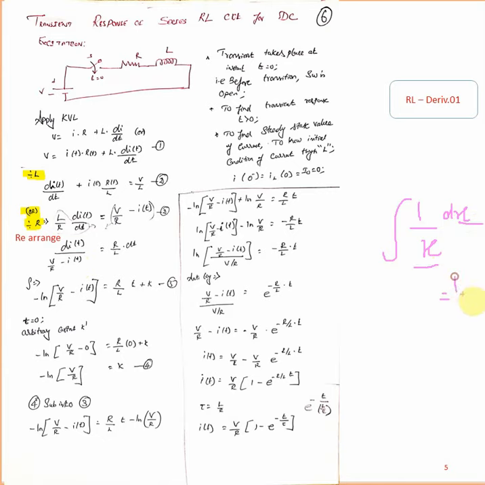So that's why I want to rearrange I. Here the denominator is minus I, so minus ln x, this is the x value, minus ln x value. On the right-hand side, the integral of R by L dt means t only, plus a constant. So step number 3, integration, is over.